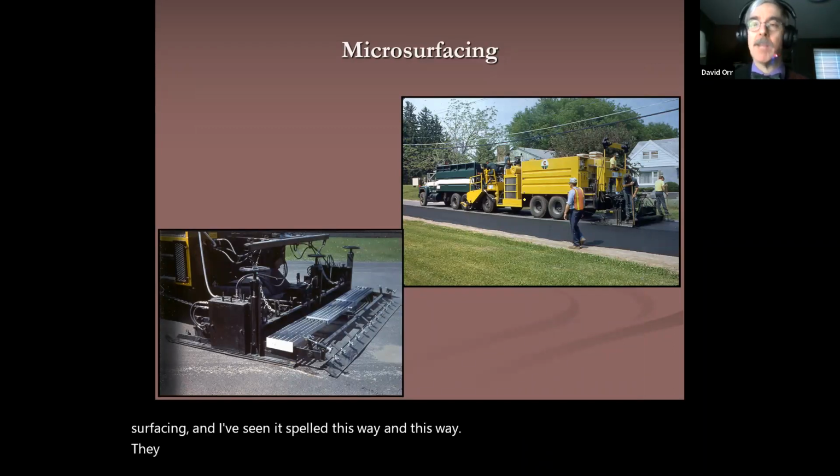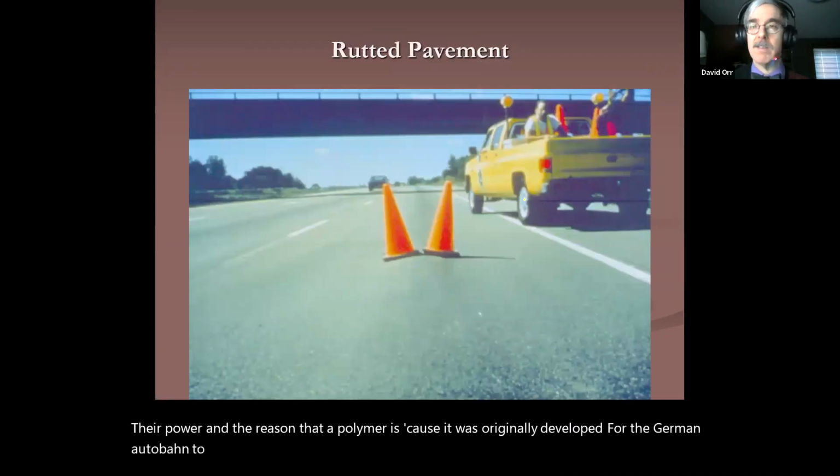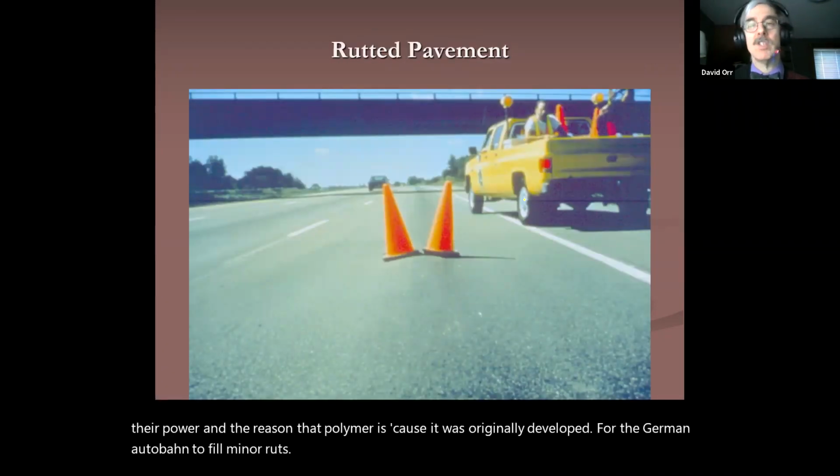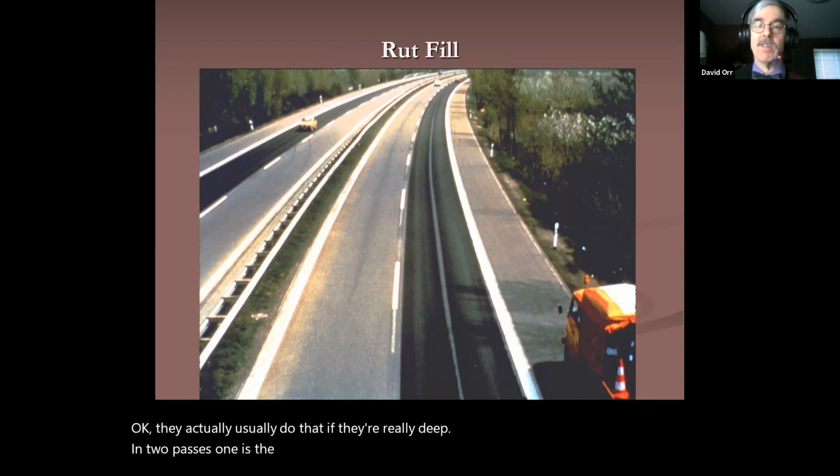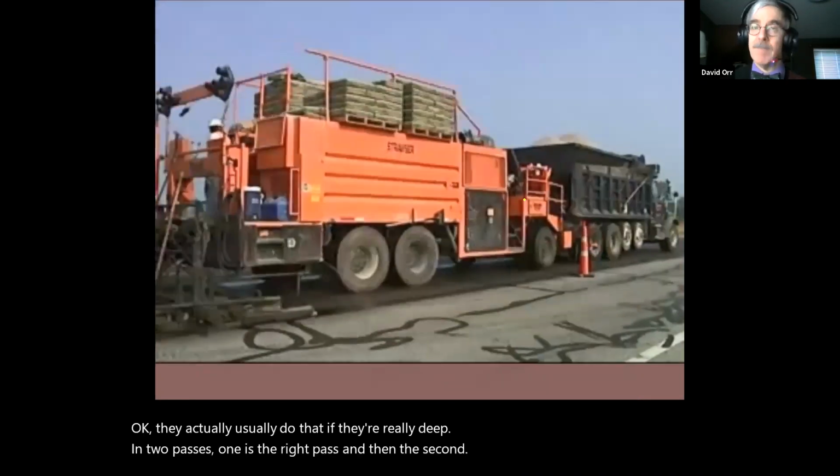The reason they add a polymer was because it was originally developed for the German Autobahn to fill minor ruts. Okay, they actually usually do that, if they're really deep, in two passes. One is the rut pass, and then the second is the main slurry itself.